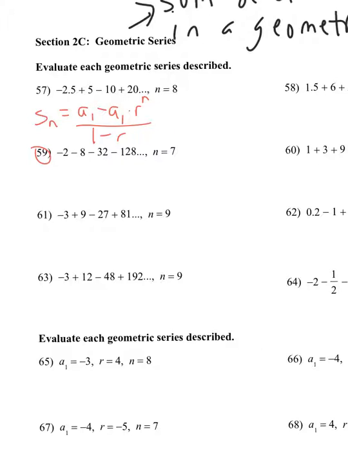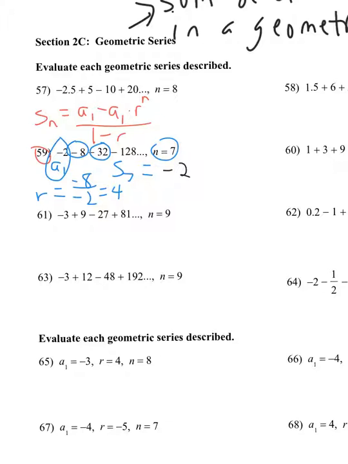So if you look at 59, we know that the first term is a1, so a1 is negative 2. And we know that n is 7, so I'm finding the sum of the first 7 terms. So I'm going to go S7, you could call it Sn like we did with arithmetic, but I also need to figure out r, and we do that in a geometric sequence by taking a term and dividing by the term in front of it. So I could do negative 8 divided by negative 2, which would equal 4. So r is 4. Notice if I would have done negative 32 divided by negative 8, I also would have got 4.